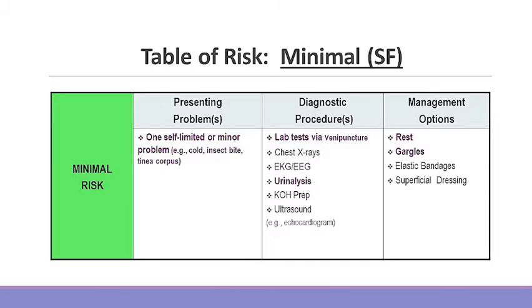Under our presenting problems in the minimal row, we see one self-limited or minor problem such as a cold or insect bite. Under diagnostic procedures, we see venipuncture labs and urinalysis. And in the management options, which I refer to as home remedies, we see options such as getting rest or gargling. I think in most instances, the presenting problems or the management options will trump the level of diagnostic testing that pharmacists would order.